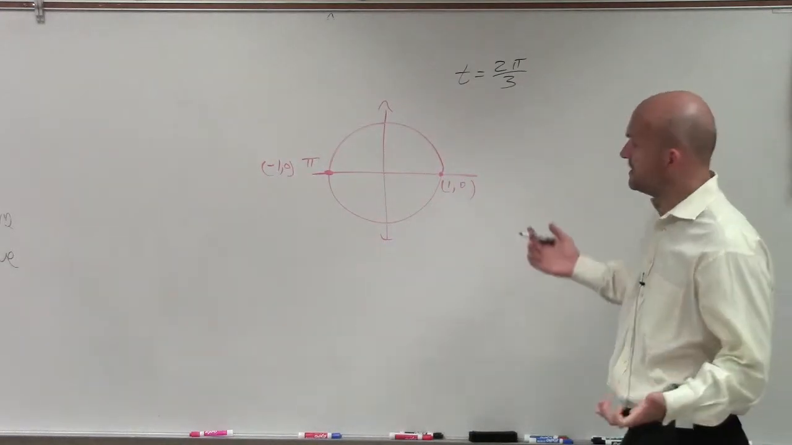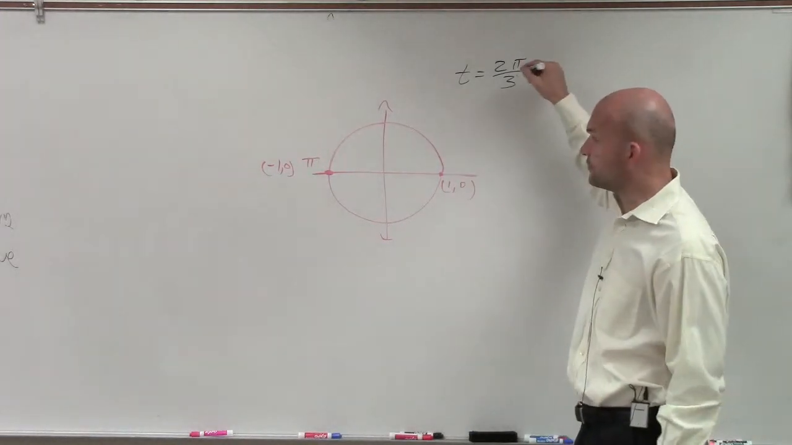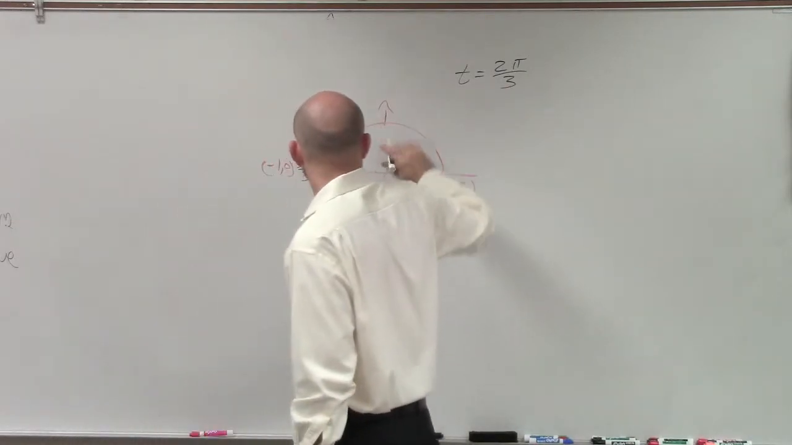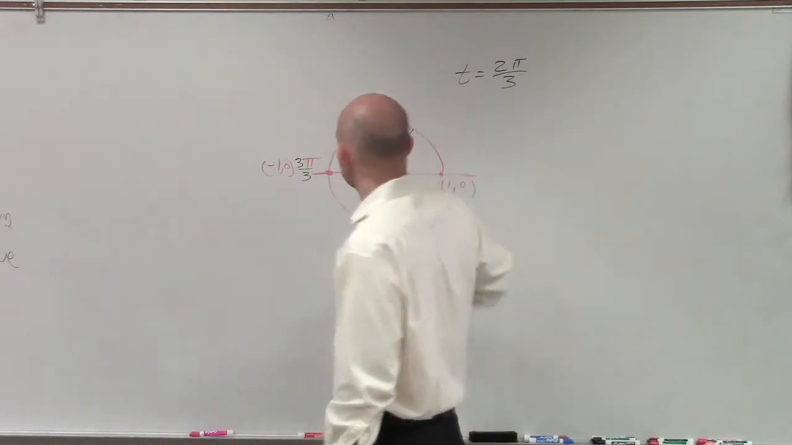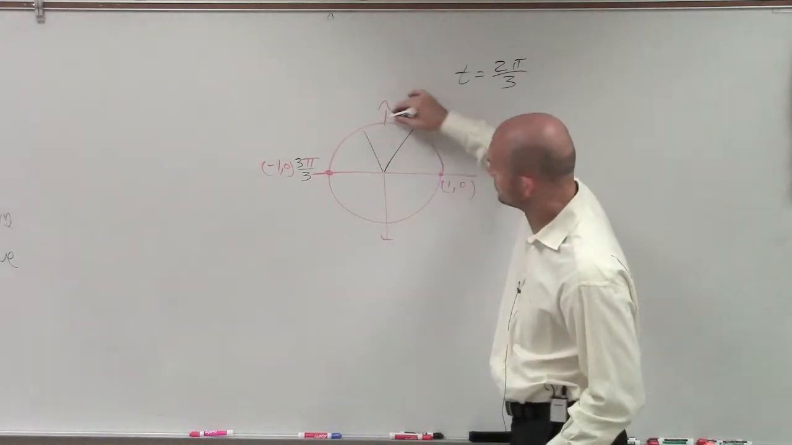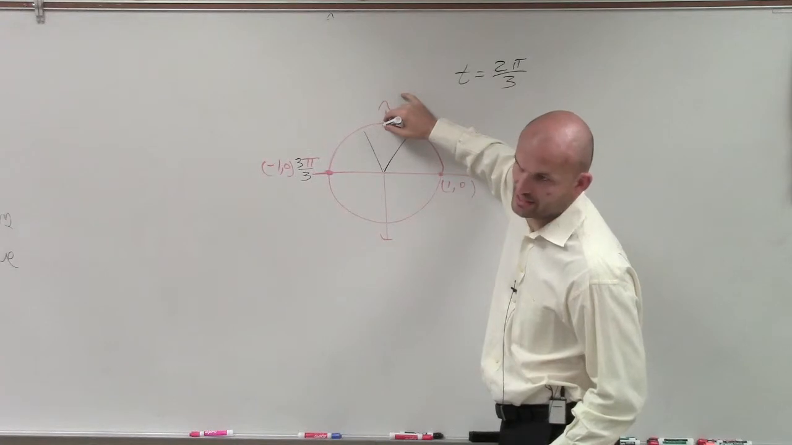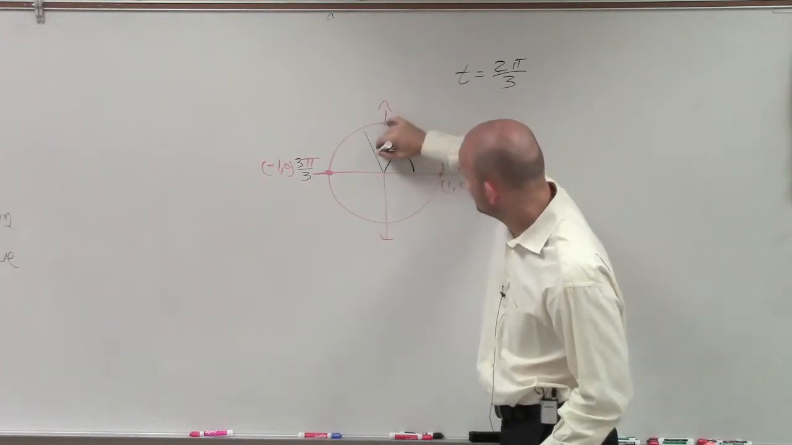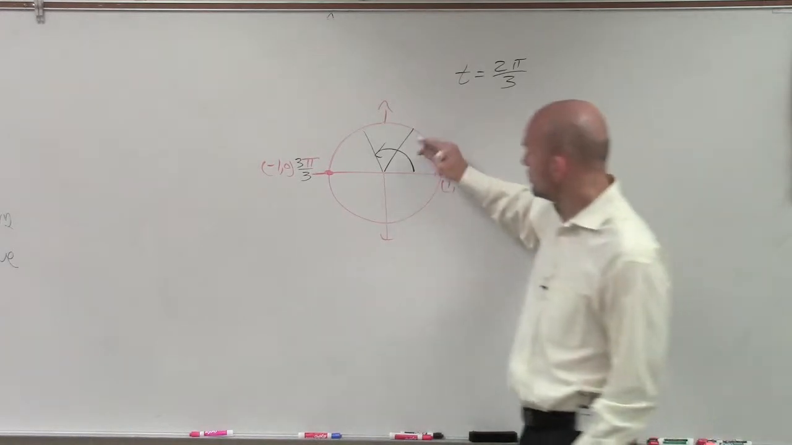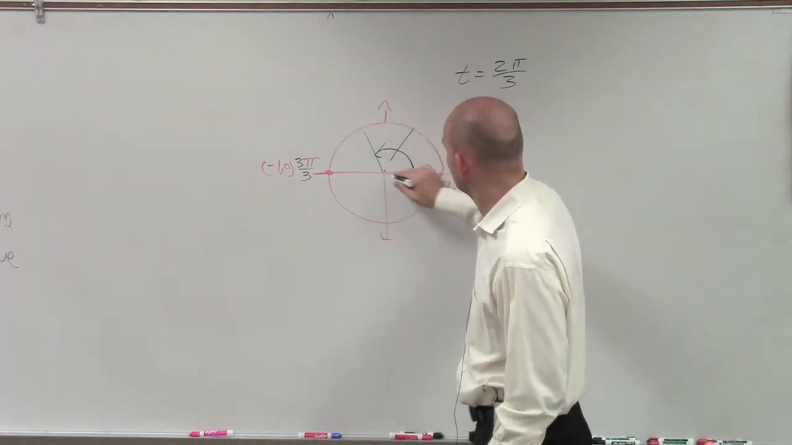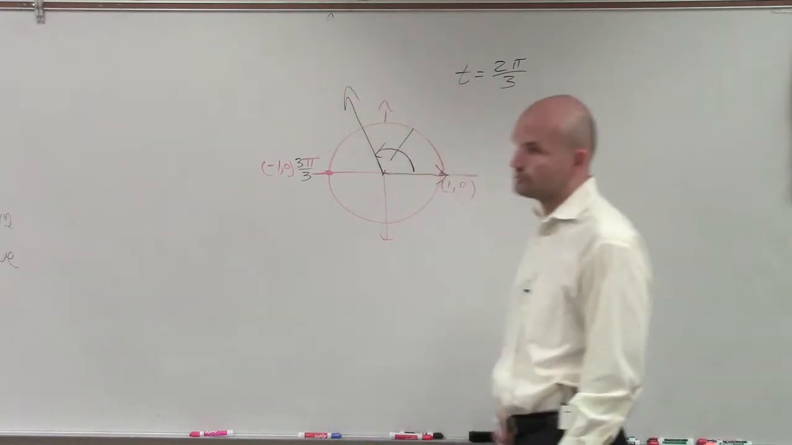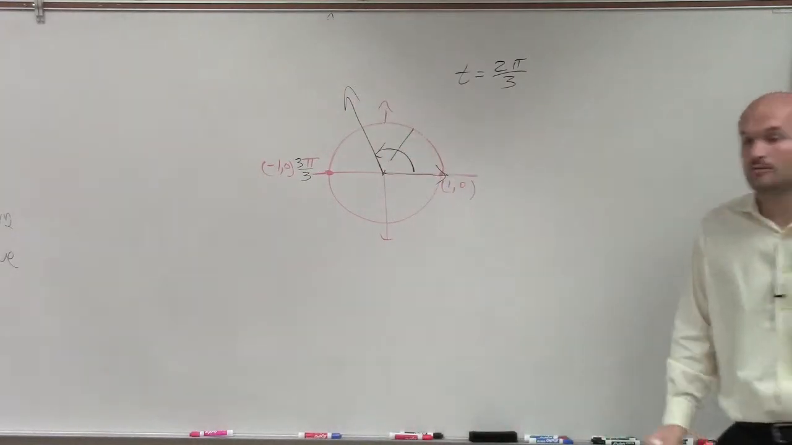So, well, now the main thing is, though, this is in thirds, right? So I need to break this up into thirds. But it says you're only at 2 pi over 3. So actually, 0, 1 is not even going to be an actual point that we can use. It's just going to be 2 pi over 3, right? So I'm rotating my angle. Here's my initial side and terminal side. So now I need to determine what this point is.